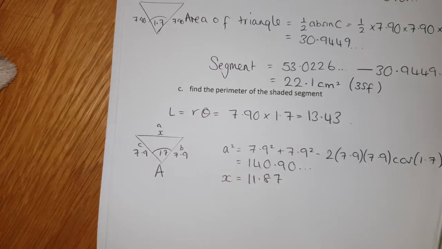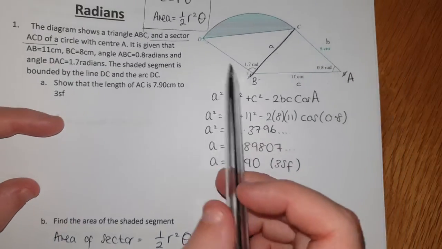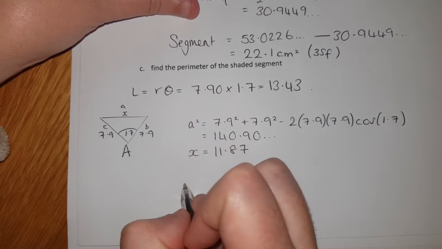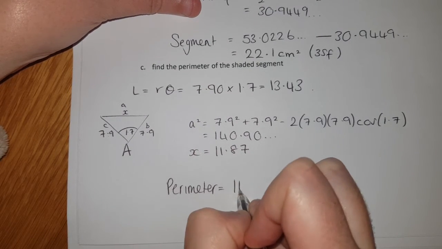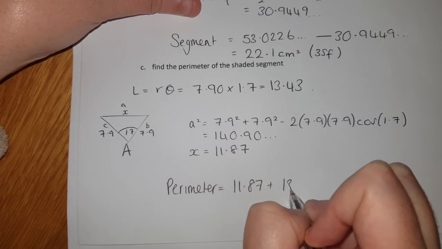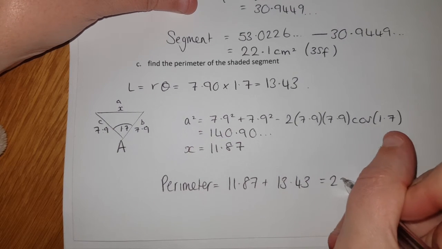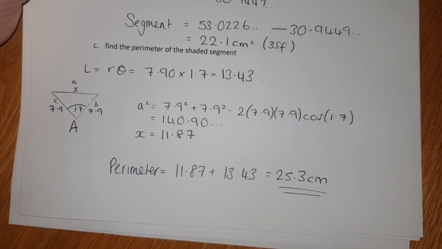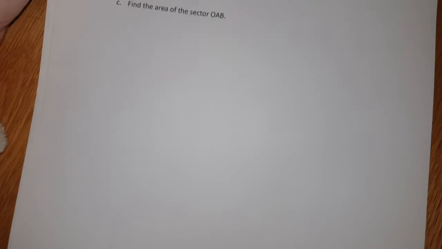And then if I want the perimeter of the shaded region, I just need to add together that length there that we've just worked out plus the curved arc that we already worked out. So I get the perimeter is 11.87 and 13.43. You get 25.3, and it's centimetres because it is perimeter this time. And that's it. Now, I've got one more radians question.